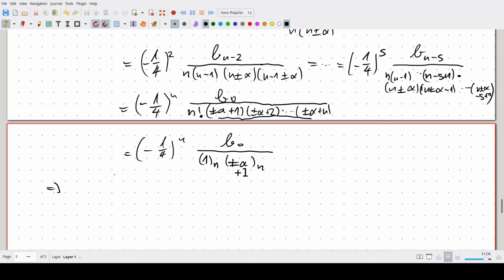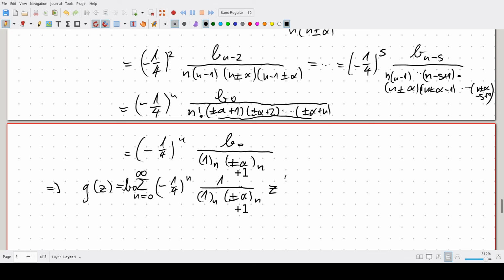And then we get as our solution g of z is equal to the sum over n from 0 to infinity of (minus 1/4) to this n, 1 divided by the rising factorial of n, the rising factorial of plus or minus alpha, and then z to the plus or minus alpha plus 2n. And this is what is generally called the plus or minus alpha Bessel function.